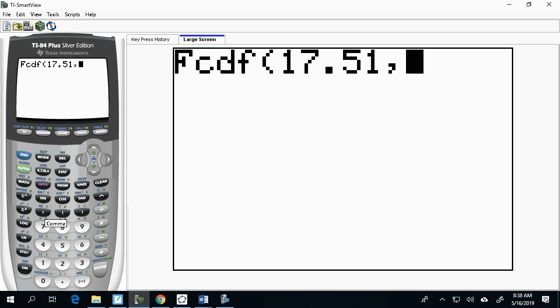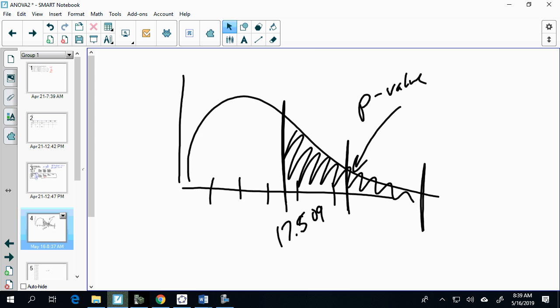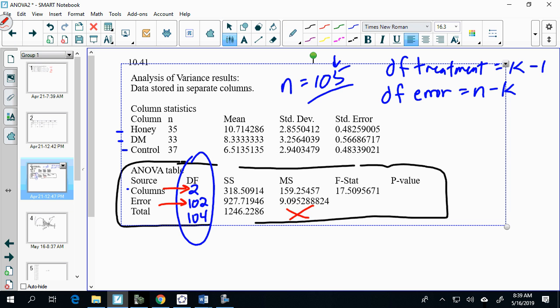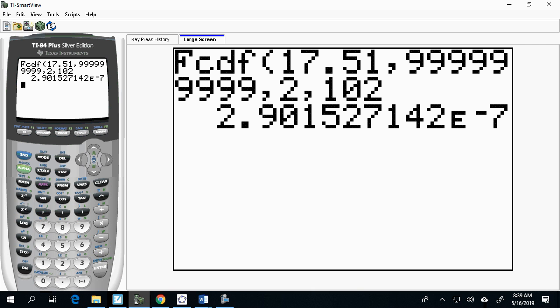17.51 to, now the upper end. When we were doing z-scores, we used 99, because that was a long ways up in terms of standard deviations, but I don't know how far up 99 is with this, so this is where we put in a bunch of 9s. That should be sufficient. You also needed the numerator and denominator degrees of freedom from your ANOVA table. The numerator degrees of freedom was 2. Denominator degrees of freedom was 102. So we'll put in 2, 102, and calculate that.